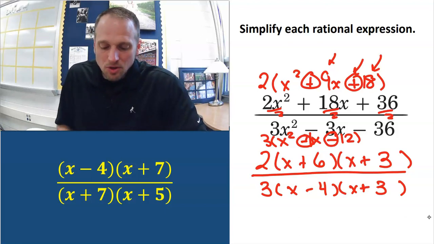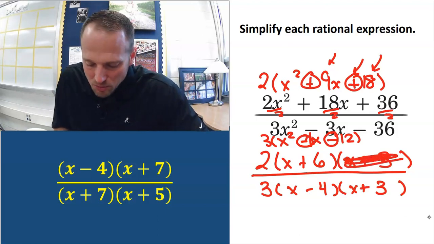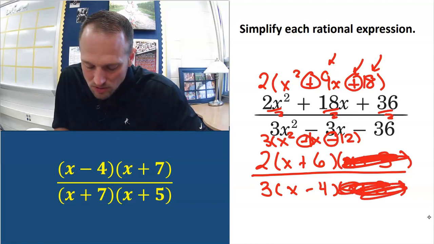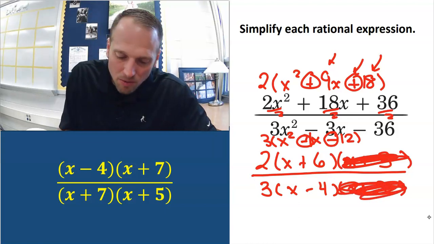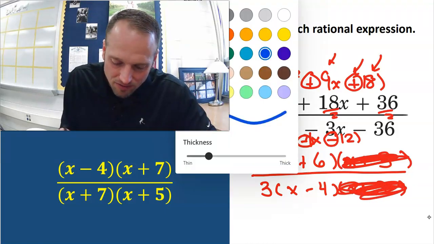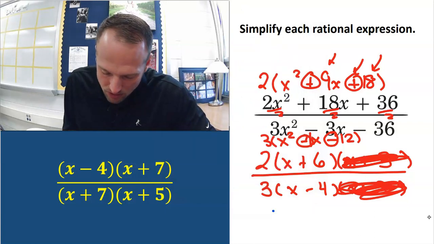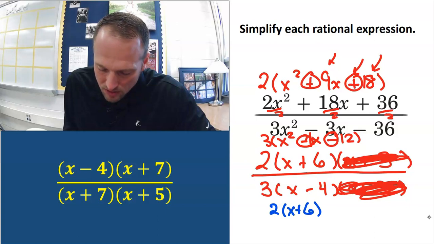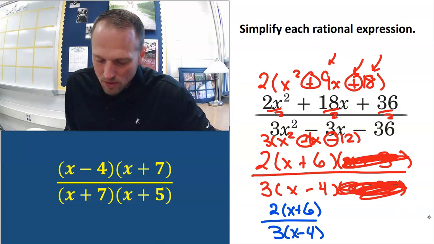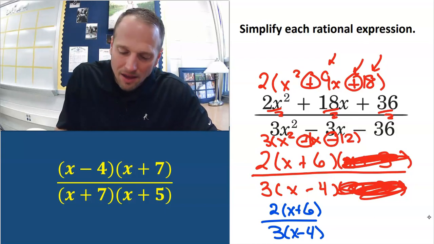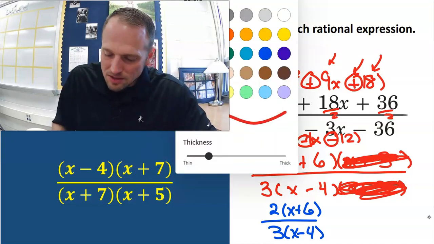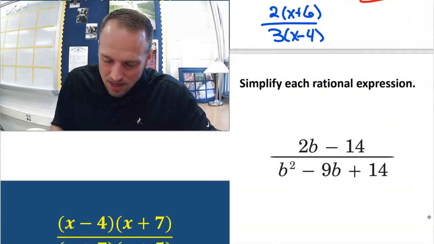Okay, so now as I'm looking at this, I see we have an x plus 3 that will cancel out. And our answer, maybe I'll rewrite it down here because I've got a lot of stuff written up here. Our answer is just going to be 2 times x plus 6 over 3 times x minus 4. All right. Hey, we are doing great at these. Let's go ahead and keep going.